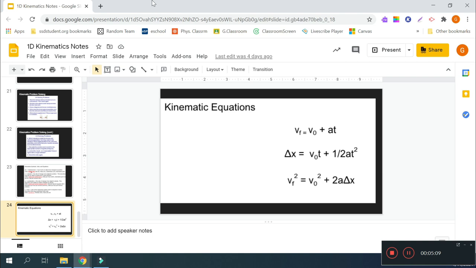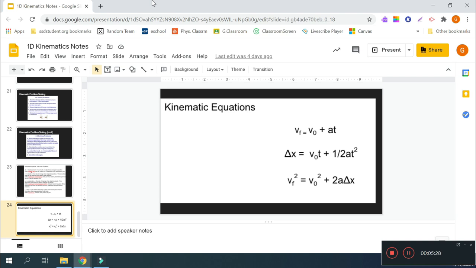Okay, and then these three equations you want to definitely write down. Get these in your notes because we're going to see these lots of times over the next several days. These are three of the principal kinematic equations that we're going to use to solve problems and make predictions about the motion of an object.